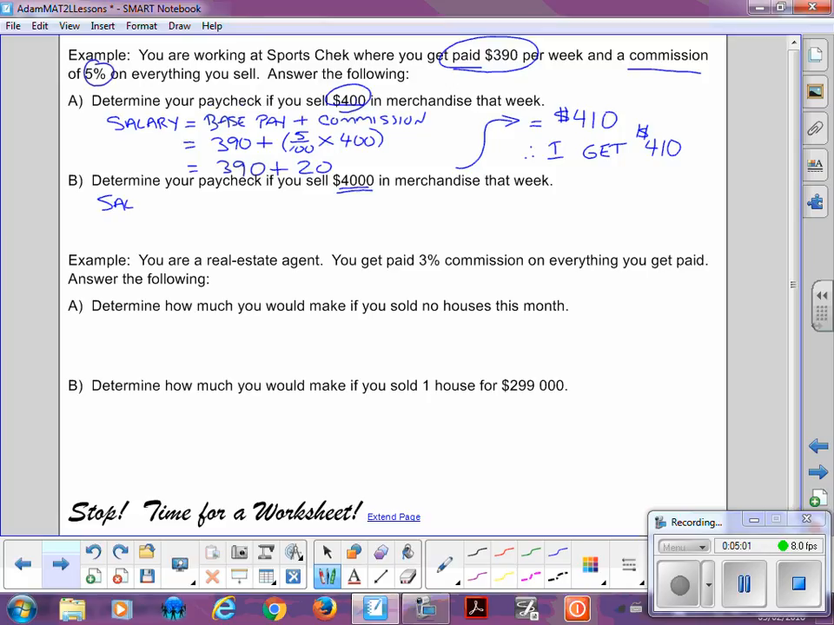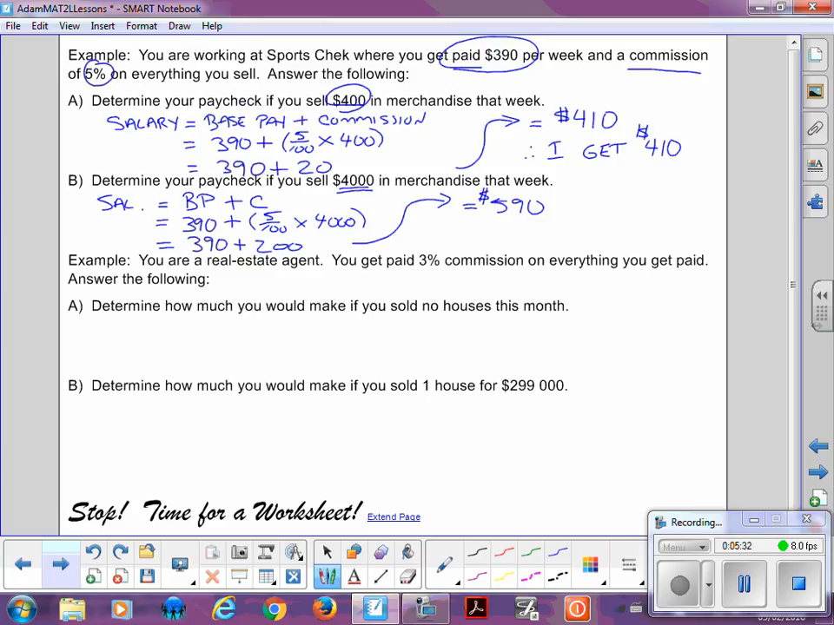So our salary is equal to base pay, BP, plus commission. So 390 plus 5 over 100 times 4,000. Again, I'm showing all my steps here. If you're using a calculator, you can do that in one step. So now 0.05 times 4,000 is $200, which means that you would now make a total of 590.